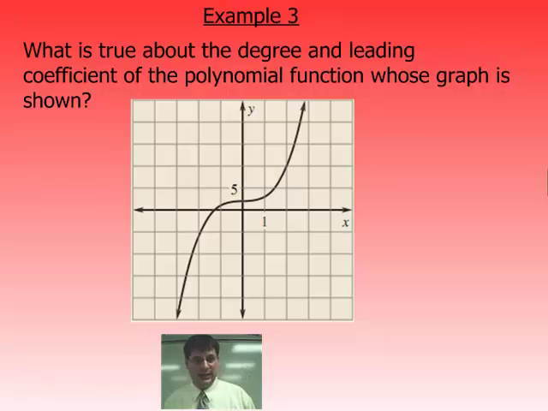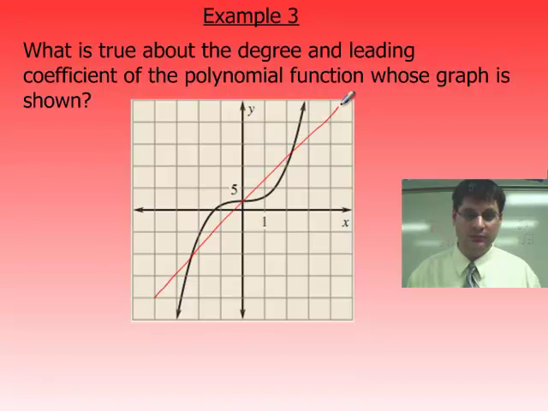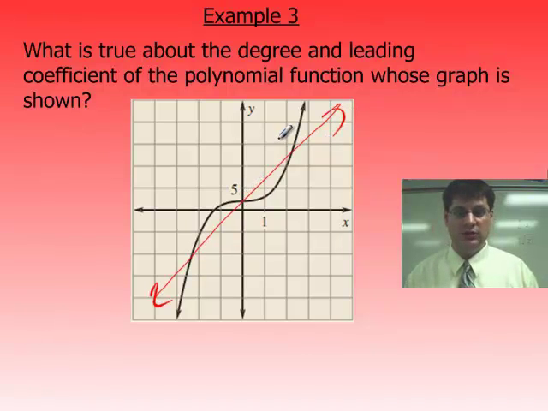So let's take a look at an example here. It says, what is true about the degree and leading coefficient of a polynomial function whose graph is shown? They just give us the graph, and I can see that this is similar to a line. It's going in one direction, it's going down and then it's going up. A line would be something like this, and this tells me that is a positive slope line, so this polynomial is going to have a positive leading coefficient.